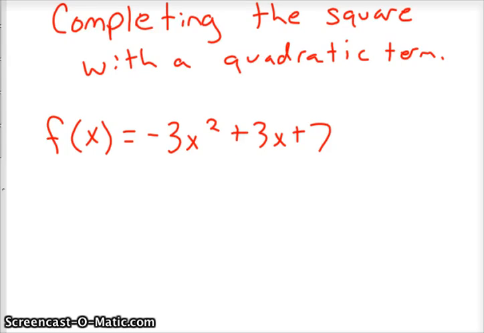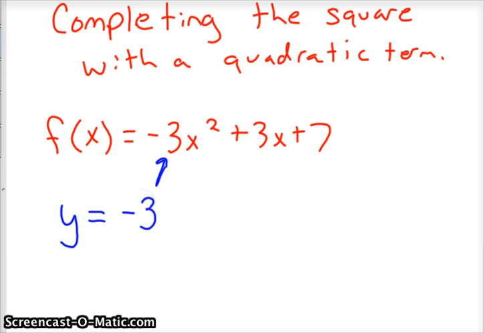Okay, so to complete the square on this one, this is a little tougher because you've got a -3 out here in front of the x squared. But you can simplify it pretty simply. So first off, again, I don't like that f of x. I'm going to change it to a y so that it makes a little more sense to me.